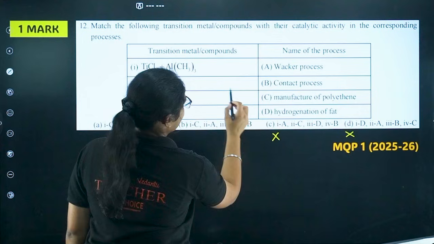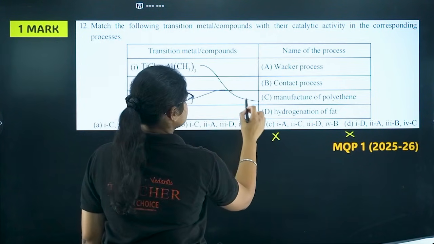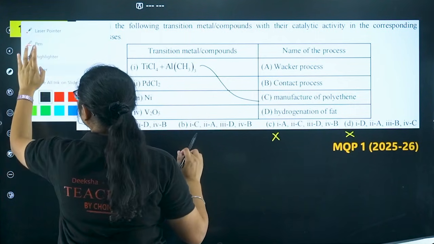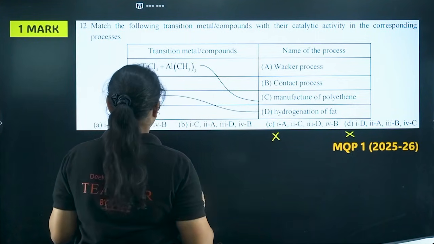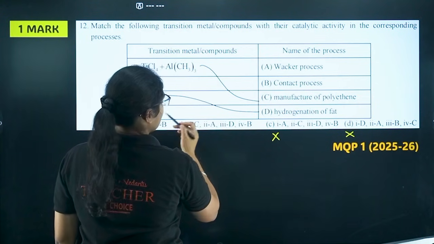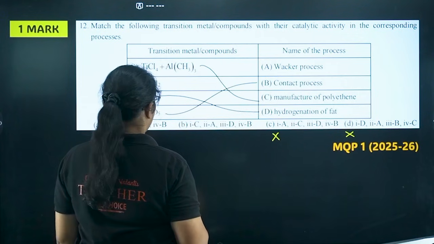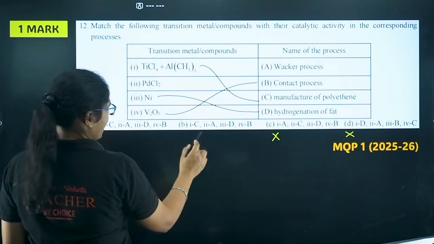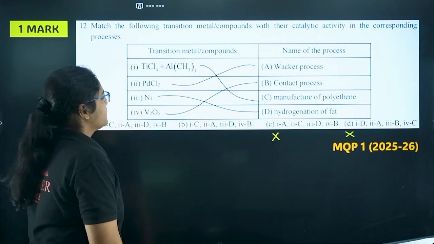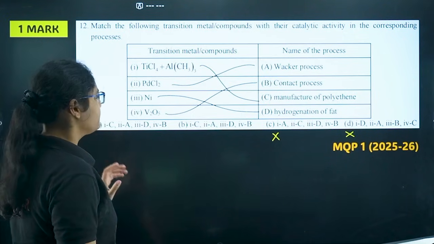A will be manufacture of polythene, so 1 is C, and 3 is D, that is hydrogenation of fats. Then I have the 4th, that is V2O5, which is used in the contact process, so 4 is B. Both the options 1 and 2 are exactly the same, so there might be a printing error, so we don't have to worry, but the answer has to be A or B. Both the options are actually correct.